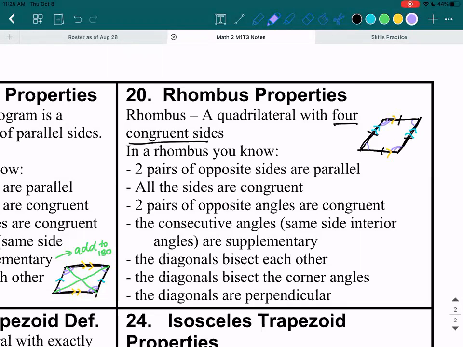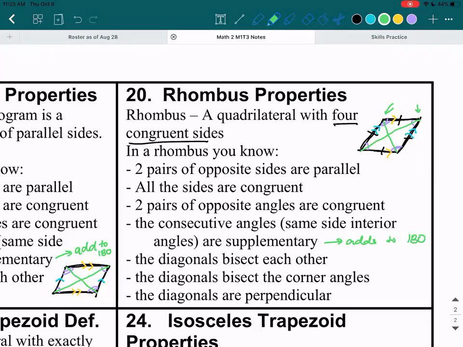The consecutive angles, same side interior angles, are supplementary. So once again, that just means that you can pair up any two that are right next to each other, like those two. They are supplementary, which is adds to 180. And you can pick any other two that are right next to each other, like I could have picked those two. Those are also supplementary, they add to 180. Okay. The diagonals bisect each other, so let me draw the diagonals of this. These two lines cut each other perfectly in half. Okay, so that's the diagonals bisecting each other.